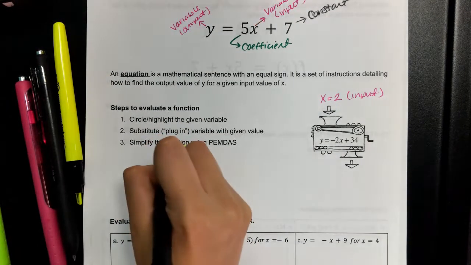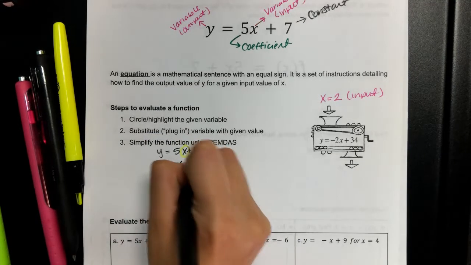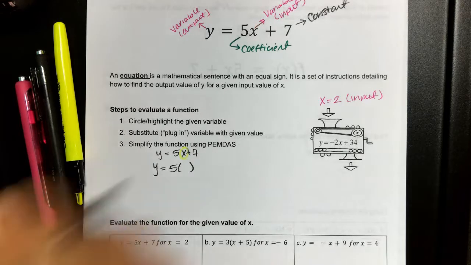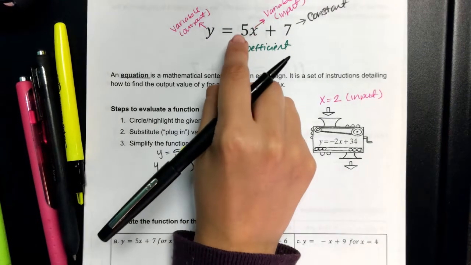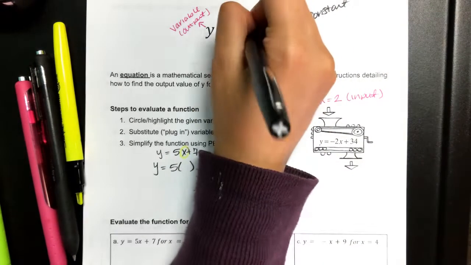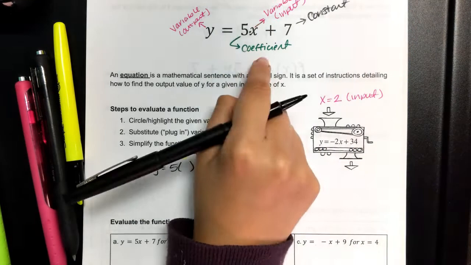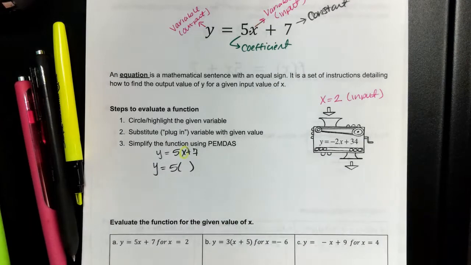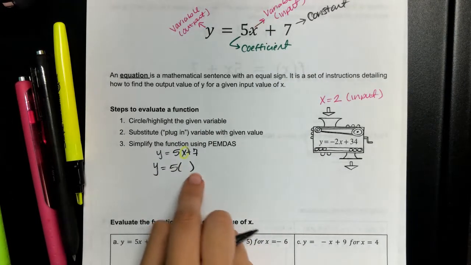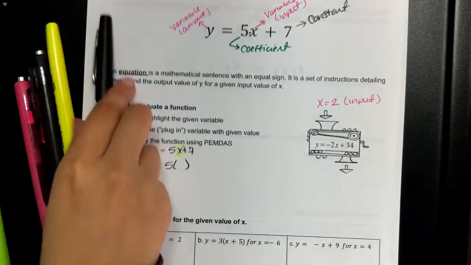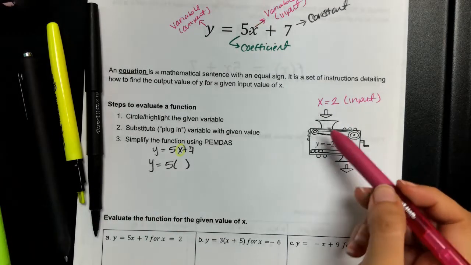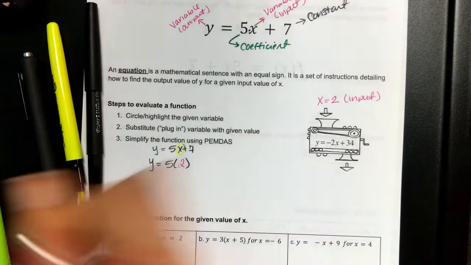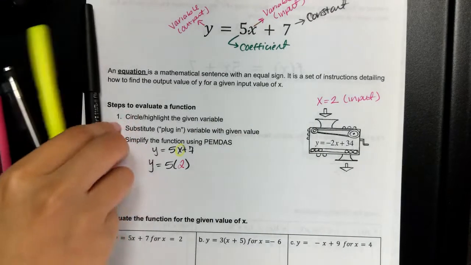So y equals 5. When we substitute, we put parentheses. Parentheses are kind of placeholders because 5x really means 5 times x. So anytime we have a coefficient in front of a variable, those are being multiplied. So to show multiplying, we're going to use our parentheses. And inside this parentheses will be the value that we know x to be, which is 2. And then everything will stay the same.